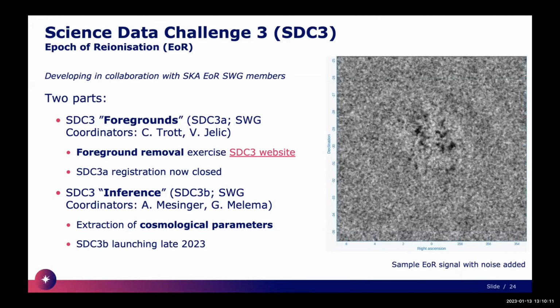But as I say, this challenge is composed of two parts. And once the first part is finished, we'll be moving on to the inference part. So rather than providing participants with images or visibilities, the inference challenge will provide participants with power spectra with which they will be invited to infer cosmological parameters. So if that's your interest, please do look out for SDC3B, which will be starting hopefully at the end of this year or maybe early next year.